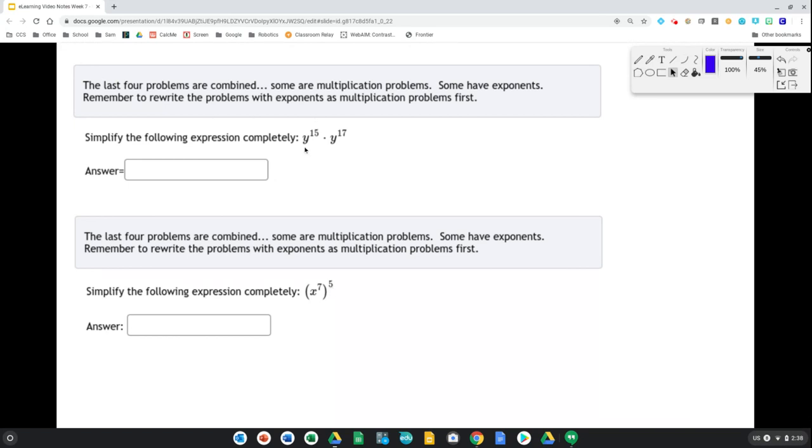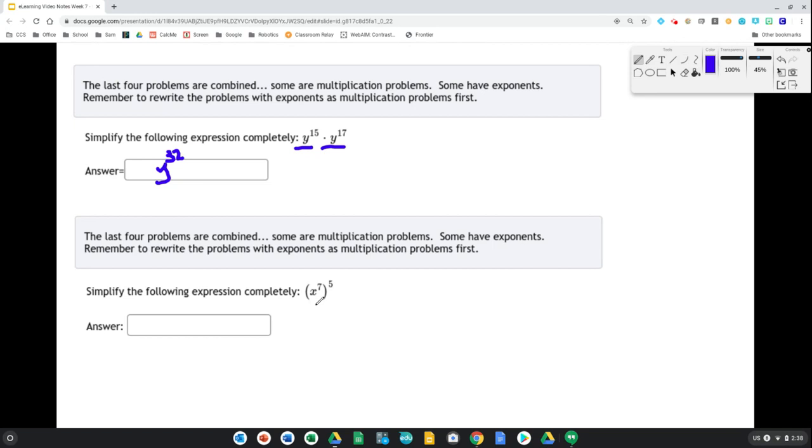The first one here, y to the 15th times y to the 17th, there are 2 different y's there. They're 2 different monomials. If we were going to write that down, I sure wouldn't want to, but how many y's would we be writing down altogether? Well, we would write down 15 y's from the first group, 17 y's from the second group. If I counted that up, 15 plus 17, I'm going to have written down a total of 32 y's. And so my answer for that one would be y to the 32nd.